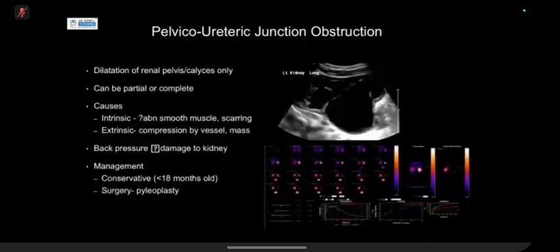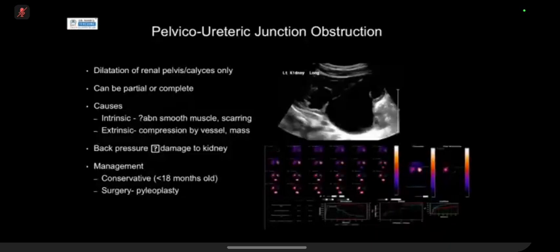And for surgical management, they tend to do a pyeloplasty, which is where they refashion the pelvico-ureteric junction to relieve the obstruction. But if they are planning to do surgery, if they're concerned about a crossing vessel, we'll do an MRI first to make sure that there's no crossing vessel, because they might need to reimplant that vessel as well.